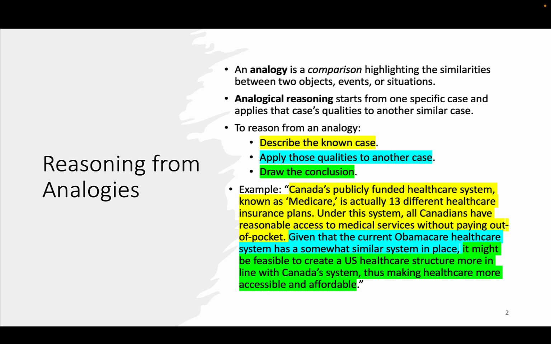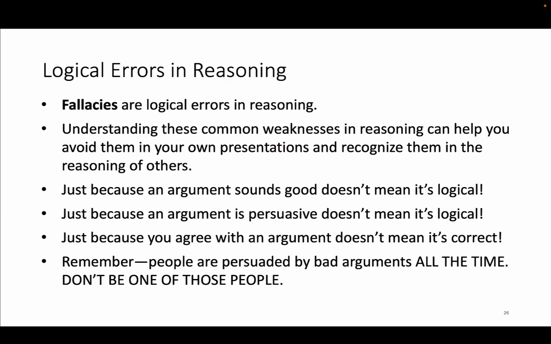So you describe the known case, which is Canada's healthcare system. You apply those qualities to another case, in this case our current Obamacare system, and draw the conclusion that since those things are somewhat the same, they're not obviously equal, but maybe we could make our system closer to Canada's system. Okay, now let's look at the different ways we mess up reasoning, and those are known as fallacies. Sometimes we think we're getting the reasoning right, but we're not.